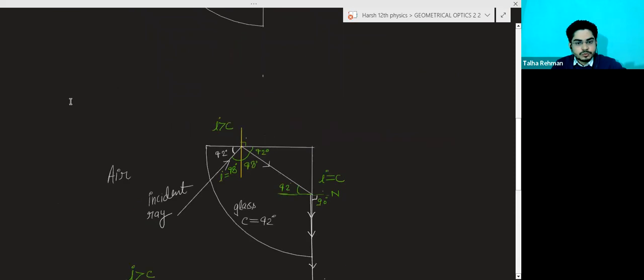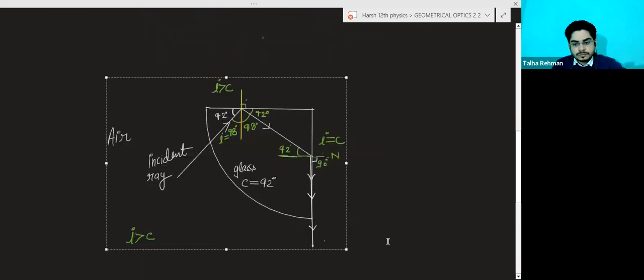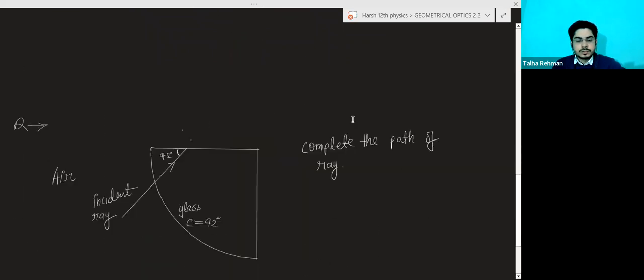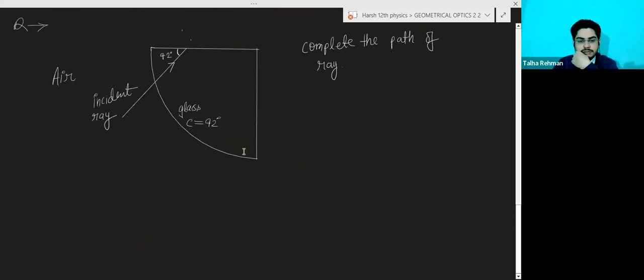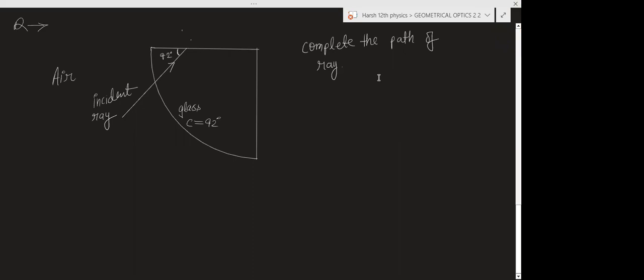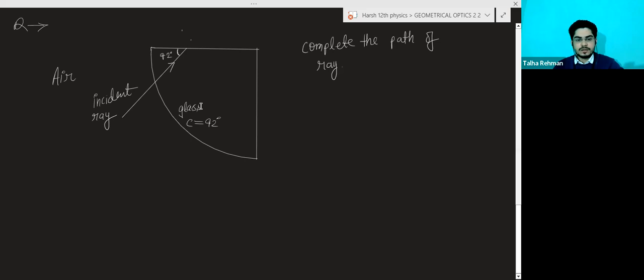So first we should remove this. Okay. Now see this question. This is a glass. This is the glass medium, and here is the air, and they are asking to complete the path of the ray. Complete the path of the ray.